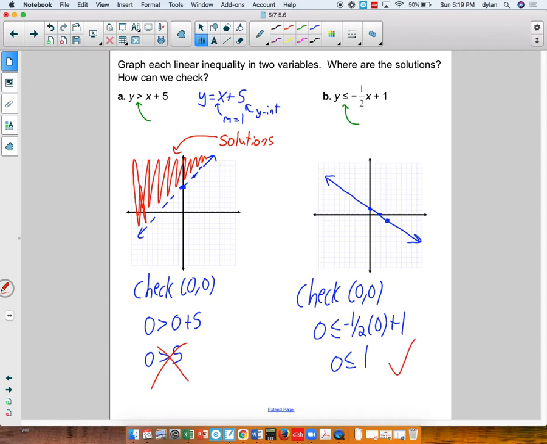So in this case, I'm going to shade where 0, 0 is. So I'm going to shade everywhere underneath the line because that includes the origin point 0, 0. And that'll represent all of our solutions.